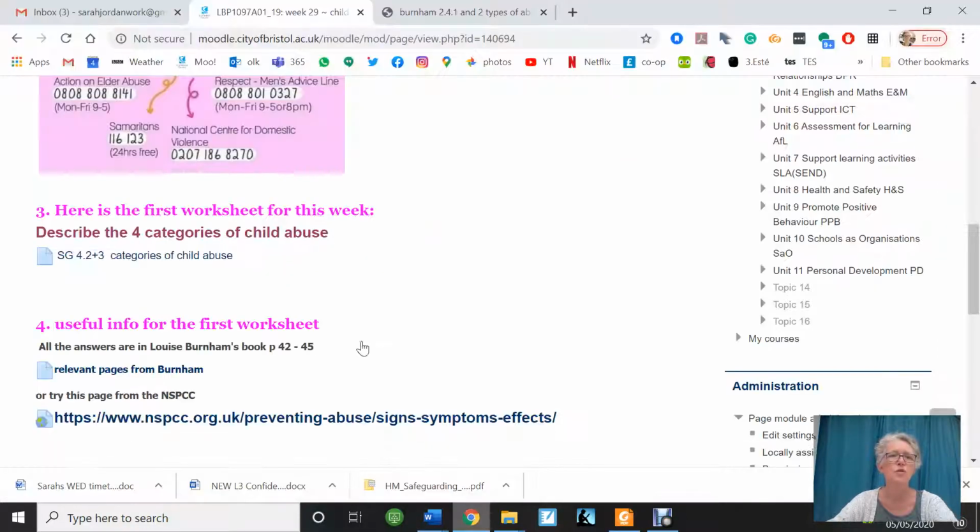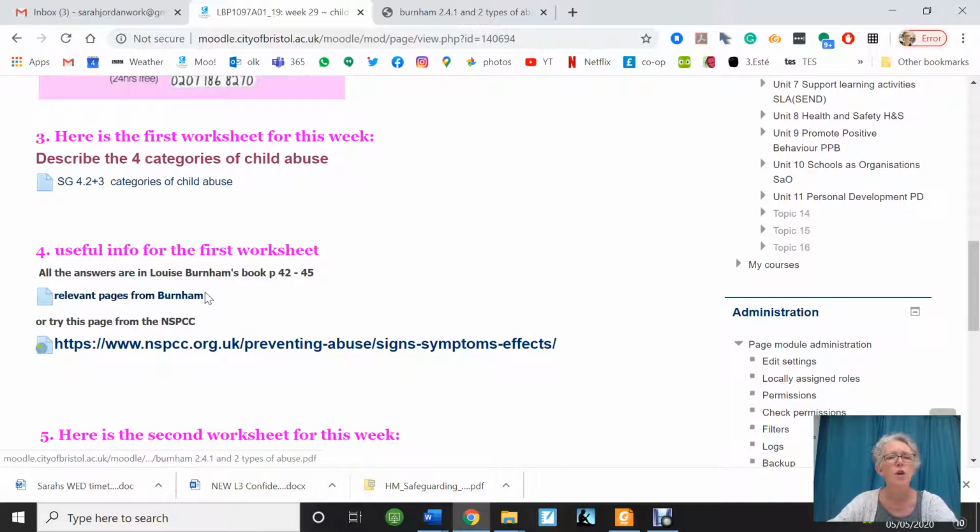Let's go back to Moodle and see what help there is for this. So I have copied for you the relevant pages from Louise Burnham's book. That's pages 42 to 45. Everything you need is there, or it's set out in detail and very clearly on the NSPCC website. Preventing abuse, signs and symptoms.